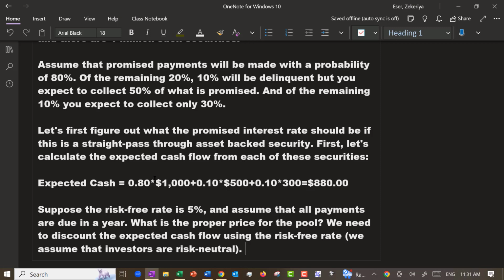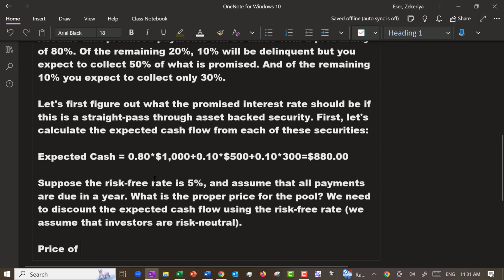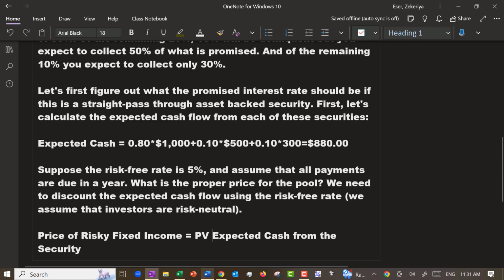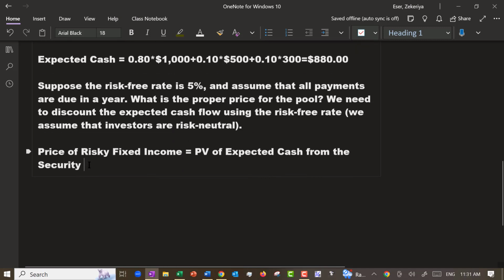Hence, price of risky fixed income equals expected cash from the security, or let's call it present value of, and in this case $880 divided by 1 plus 5%. Okay, so it's 838.1.